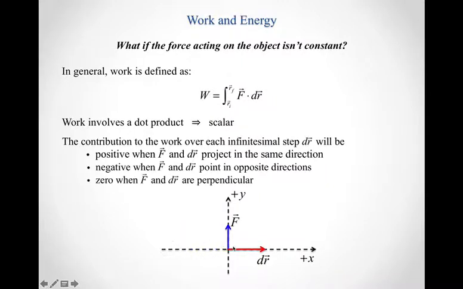And of course, if that force is perpendicular to that tiny little displacement step, then it does no work over that infinitesimal piece. So the same rules apply whether the work being done by a force is positive, negative, or zero. It's just that now I have to think about that over all these infinitesimal little steps dr and add that up to get the total work done by the force.